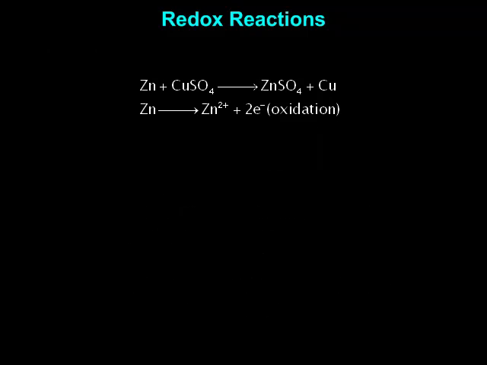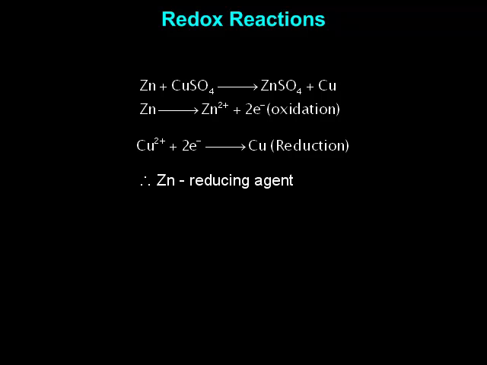Zn plus CuSO4 gives ZnSO4 plus Cu. Zn gives Zn2+ plus 2 electrons. Cu2+ plus 2 electrons gives Cu. Therefore, Zn is the reducing agent. Cu2+ is the oxidizing agent.